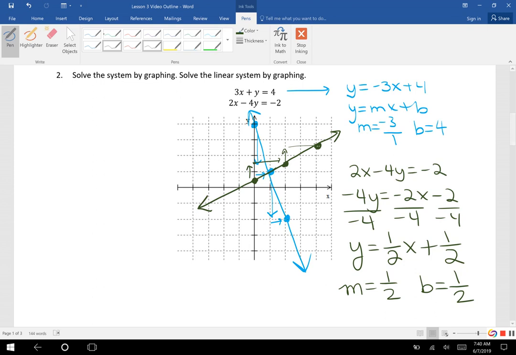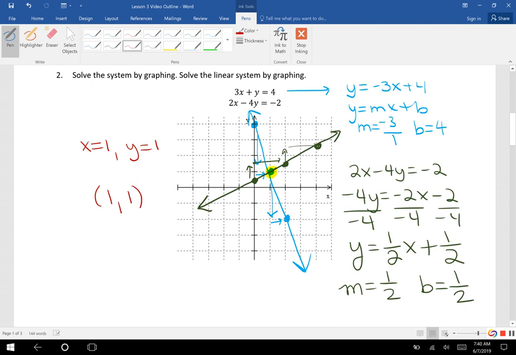So if I'm trying to figure out what point satisfies both or lies on the graph of both of these lines, I just have to see where they intersect. Where do they cross? I can visually estimate where they cross. It looks like they cross at x equals 1 and y equals 1. And so that's my solution.